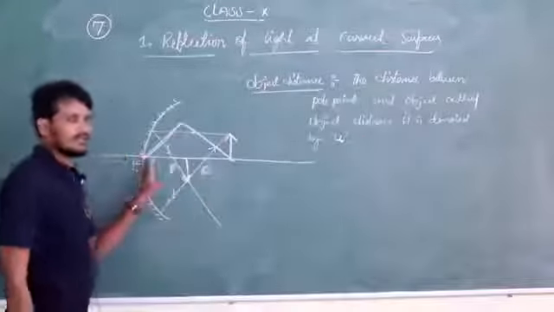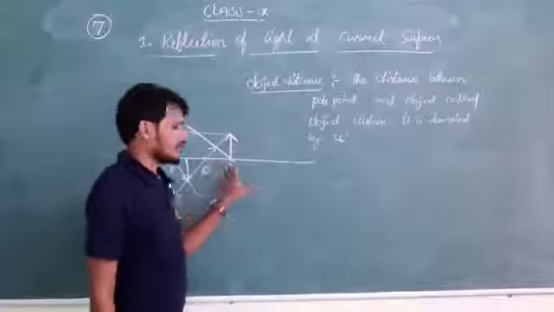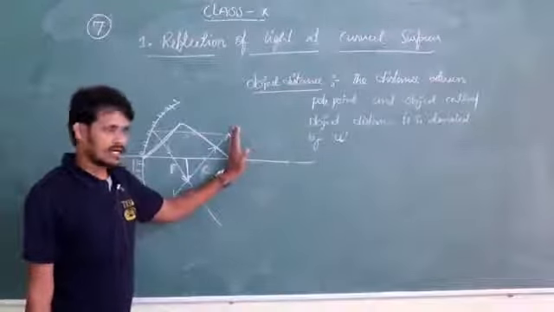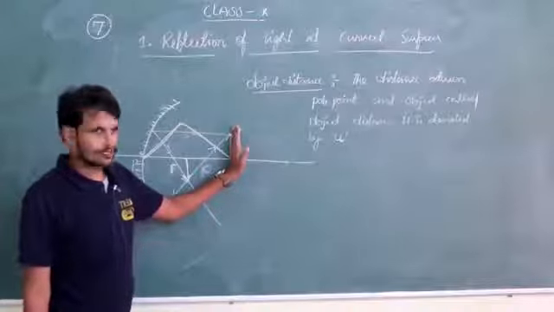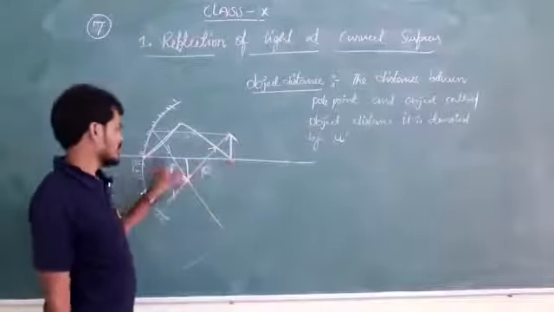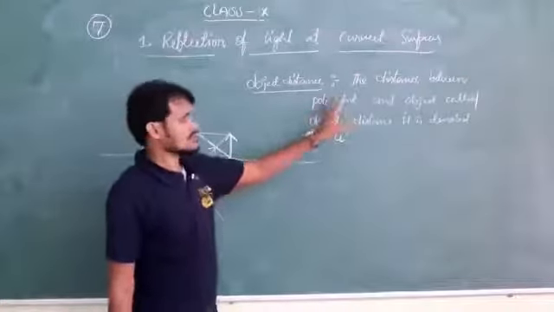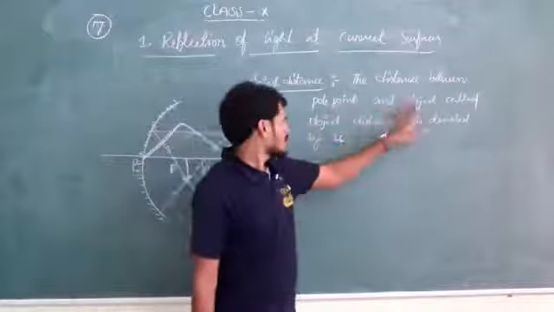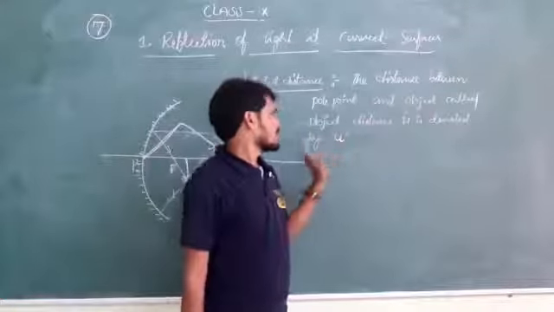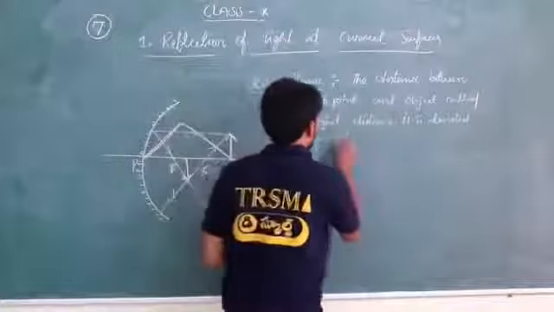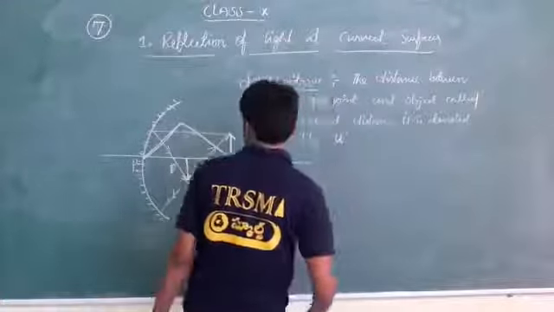So what is object distance here? The distance between pole point and the object where you are placed. So that is called object position, object point. So the distance from pole to where you placed the object, the distance between the 2 points, is called what? Object distance. The distance between pole point and object is called object distance, it is denoted by small u. It is denoted by what? Small u. So go to image distance.